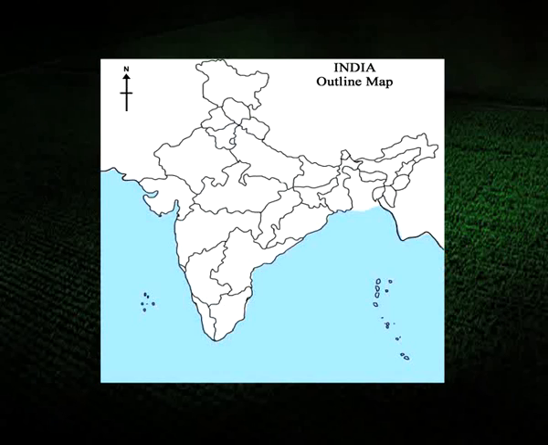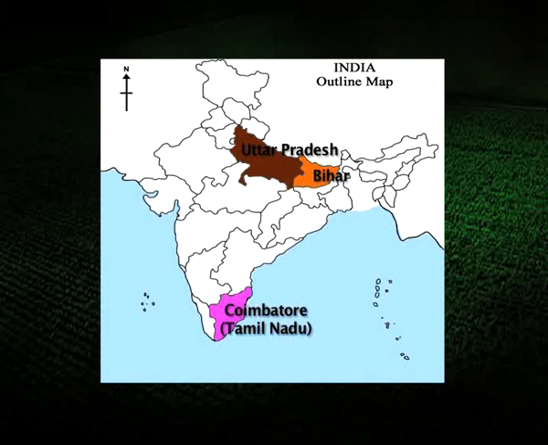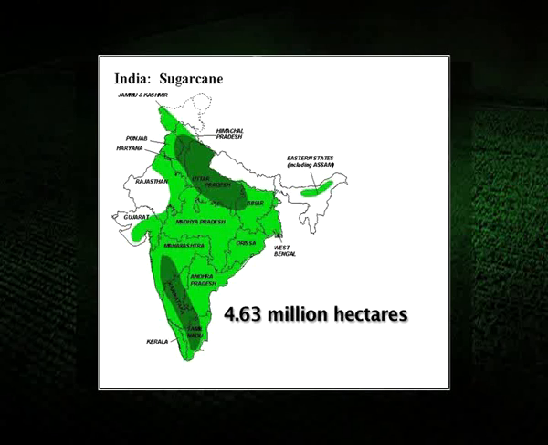India. In India, Uttar Pradesh and Bihar are by far the leading states in growing sugarcane. It is grown chiefly in South India, especially Coimbatore and Punjab. In India, the area under sugarcane cultivation and total yield are 4.63 million hectares and 322.94 million tons respectively.